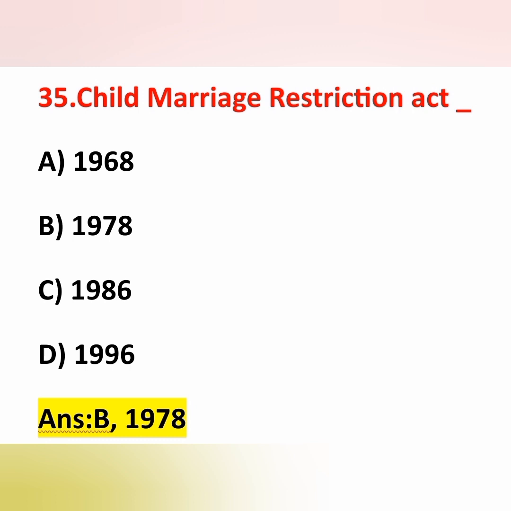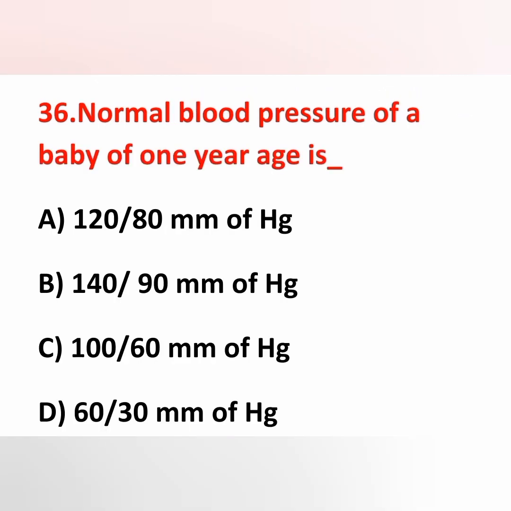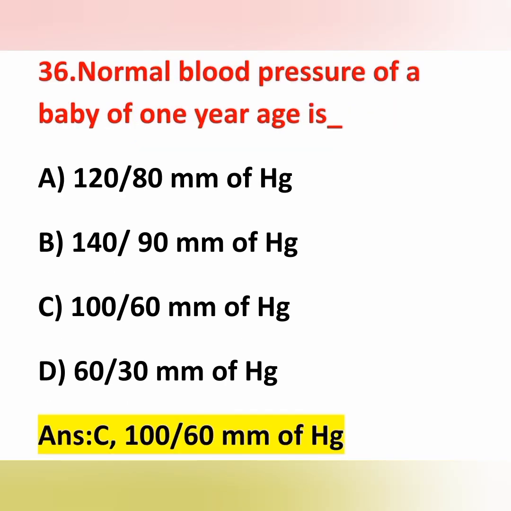And the very next question, normal blood pressure of a baby of 1 year age is. Options, option A 120 by 80 mmHg, option B 140 by 90 mmHg, option C 100 by 60 mmHg, and option D 60 by 30 mmHg. And the correct answer is option C, 100 by 60 mmHg, normal blood pressure of a 1 year old baby.